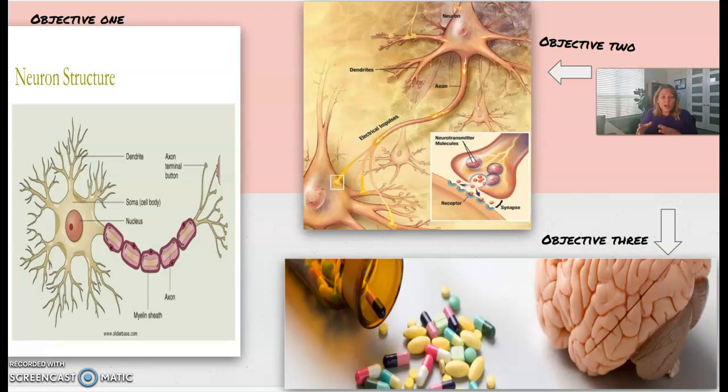Action potentials operate on an all or none principle and involve the movement of Na+ and K+ across the neuronal membrane. And you can see that in the picture.